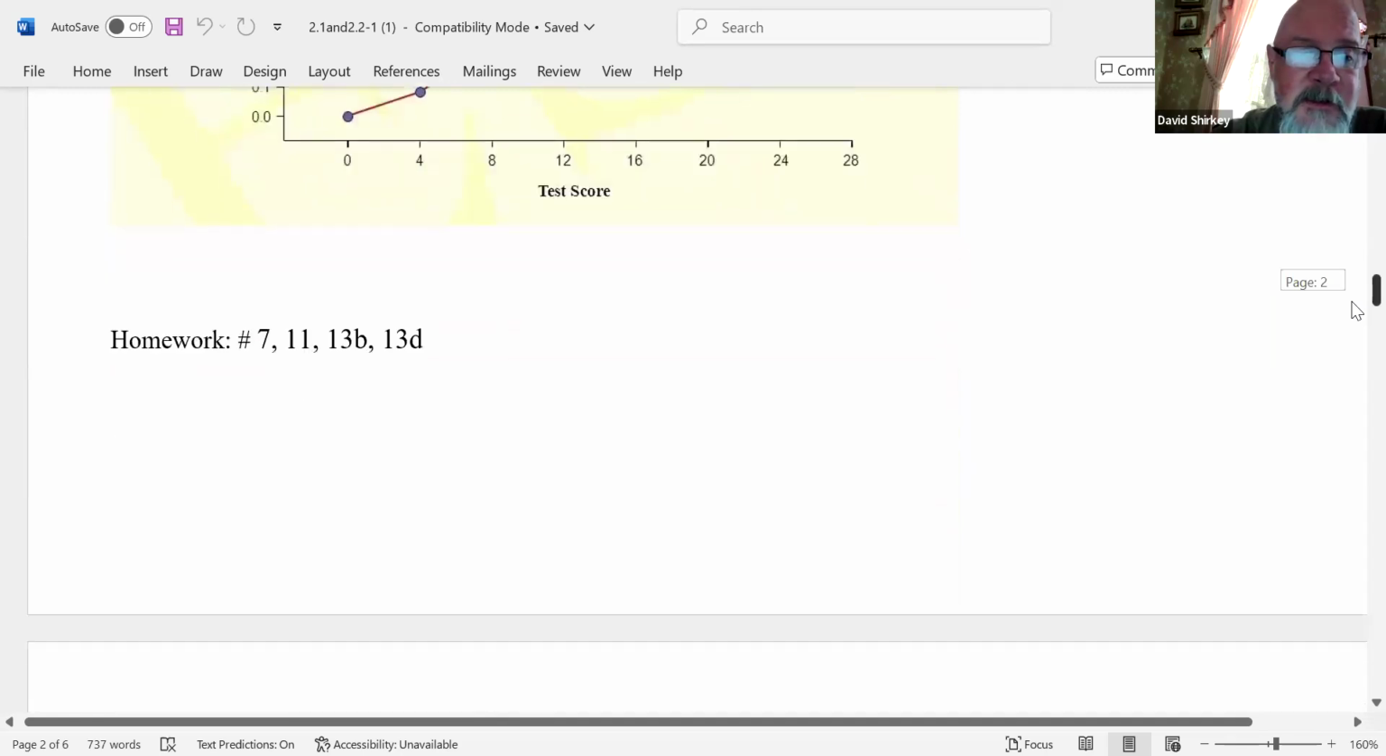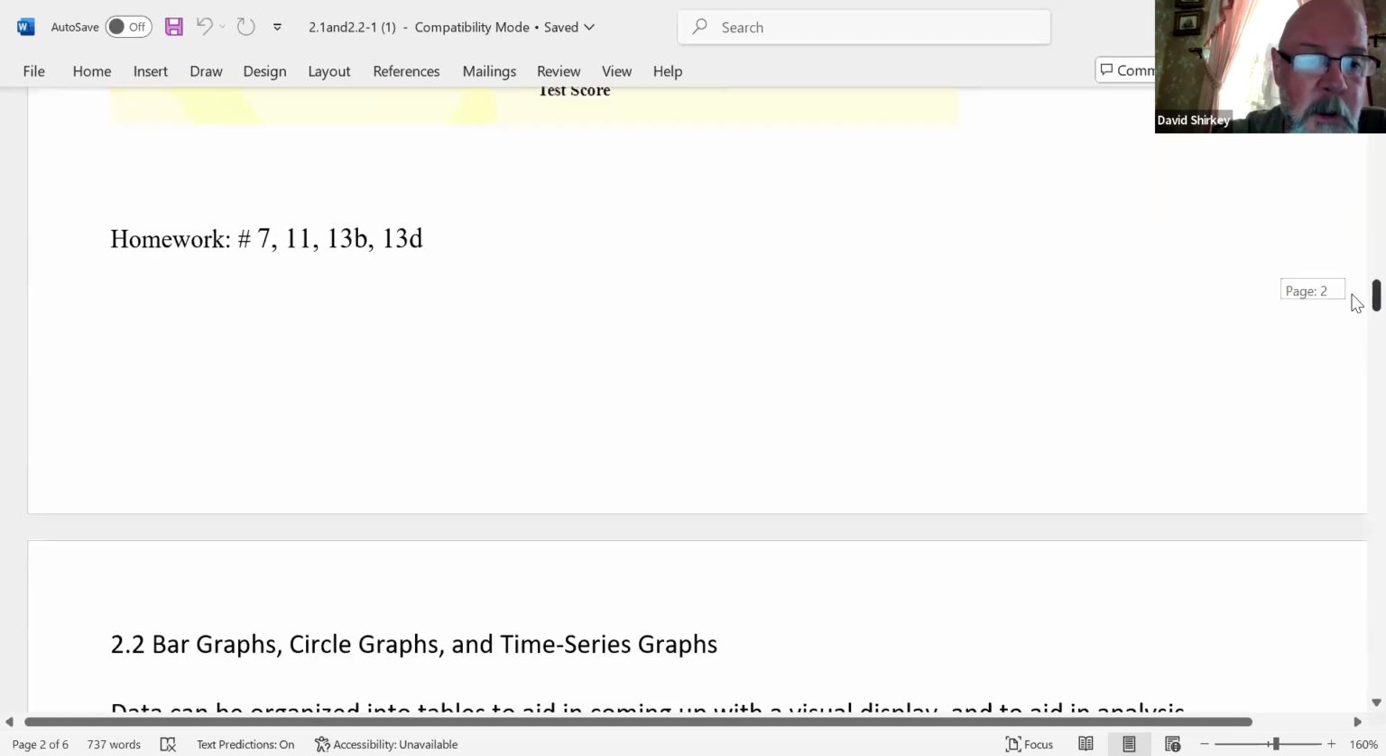And that's pretty much it for that section. As far as the homework goes, I would recommend looking at problems 7, 11, 13B, and 13D, as well as examples that they show you throughout the section. In fact, do that for all of your sections. Look over the examples good, and again, if you have questions, please feel free to contact me.